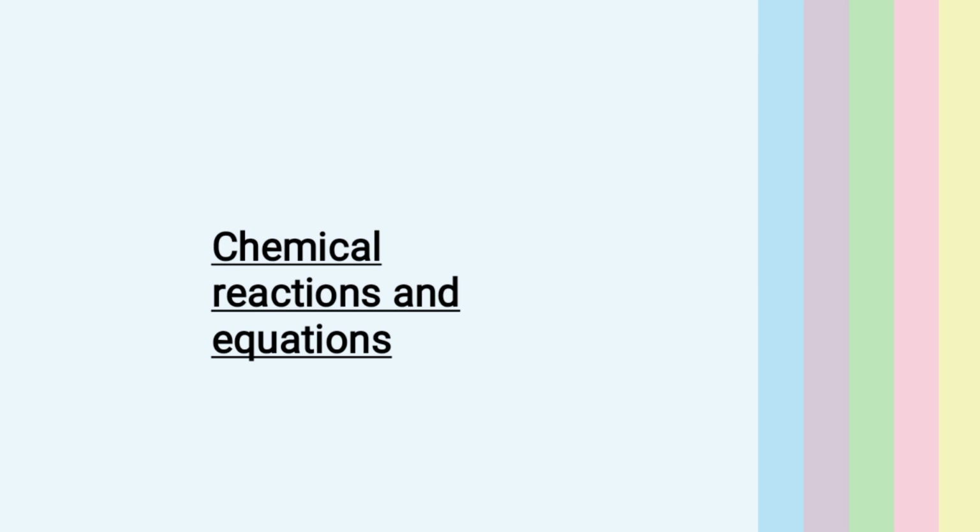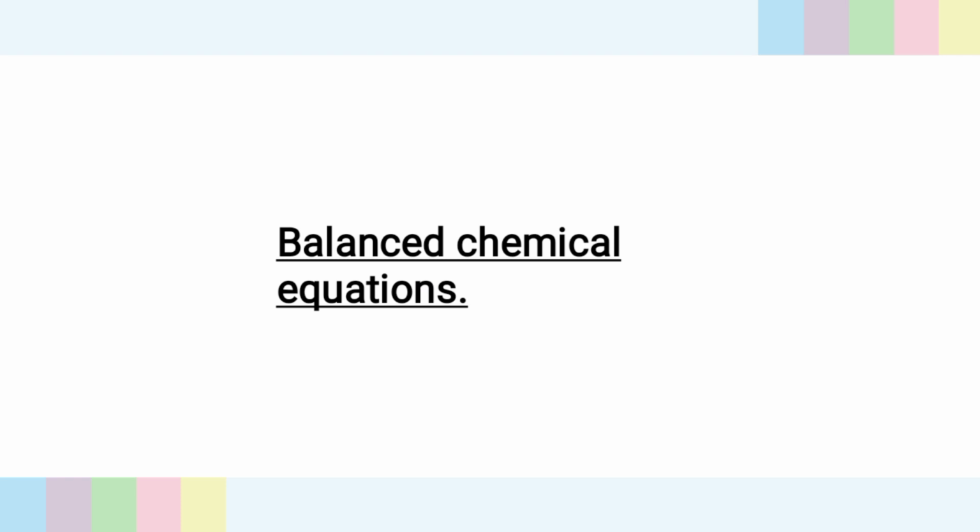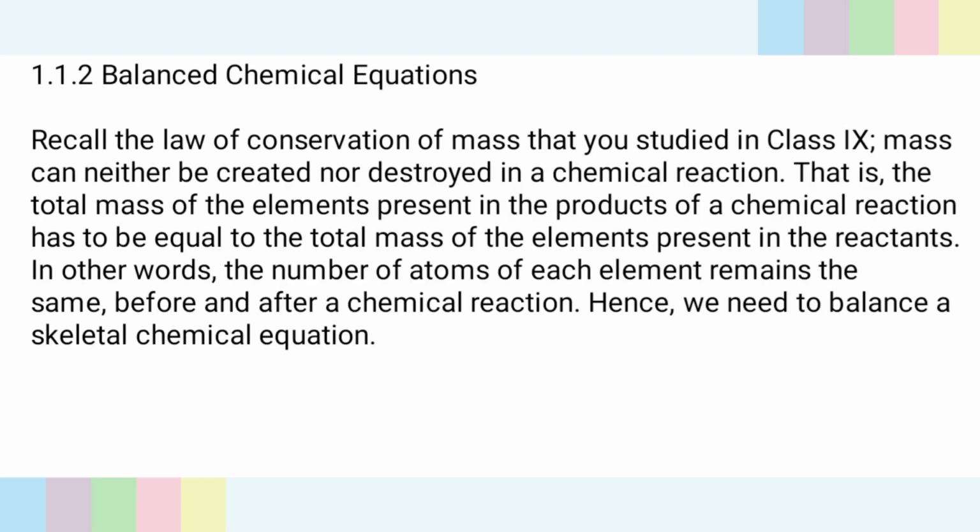So in this class we will study balancing the chemical equation, balanced chemical equations. If the number of atoms on the reactant side and the number of atoms on the product side doesn't remain the same, it has to be balanced. When that is an unbalanced equation, the number of atoms on the reactant side and product side doesn't match, we need to balance those equations. So let us see how we have to do them.